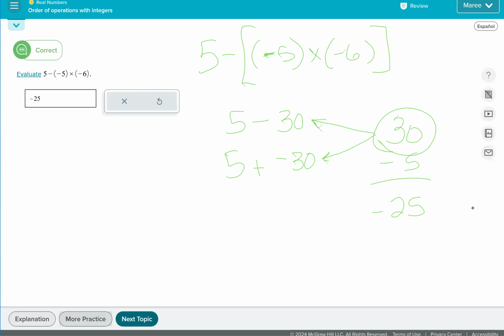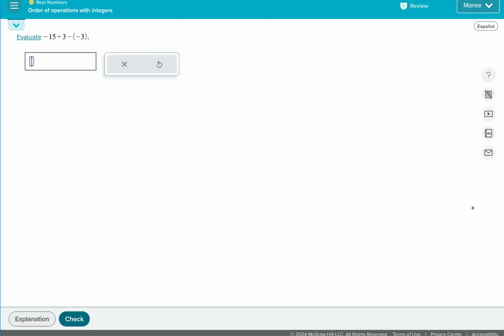Okay, let's do one more. Okay, so we're going to divide before we subtract. So let's go ahead and focus on our division problem here. We're taking -15 and we're dividing by 3. And then we're going to subtract a -3. So we're just going to ignore that subtraction for right now. -15 divided by 3. One's negative, one's positive, so our answer will be negative. 15 divided by 3 is 5.